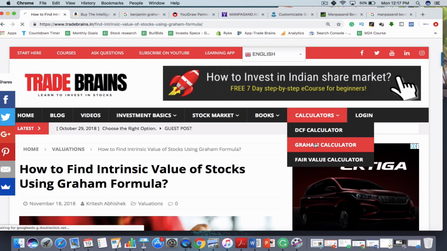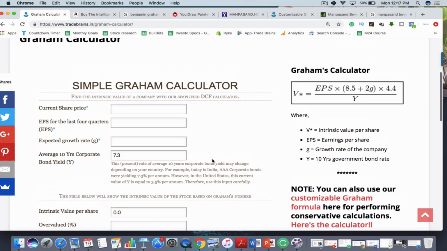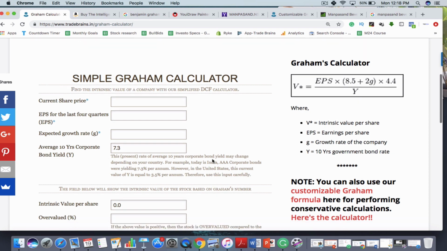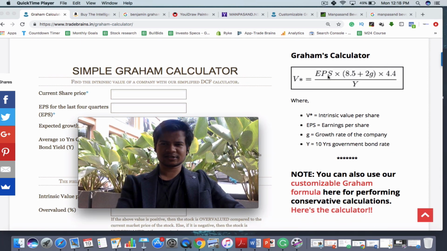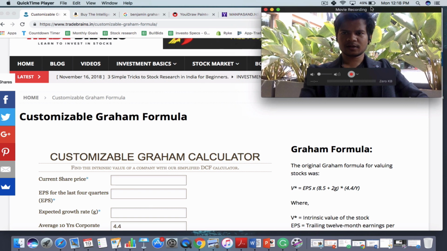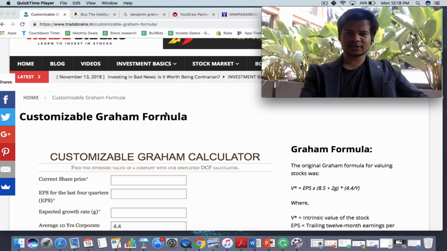So if you go on the Graham calculator, here you can find a simple Graham calculator. On this calculator, we have used this formula. But again, this is not the adjusted Graham formula. Like we discussed in this video, many investors like to use 7 as the P/E for no growth, and similarly many investors use a growth multiple of a different factor. So if you want to use a customizable Graham formula, you can click on this link. Here you can customize the Graham formula.